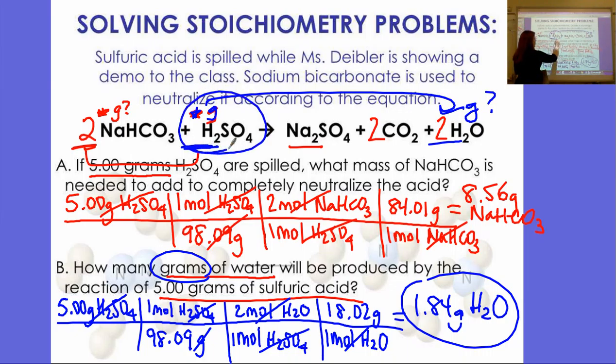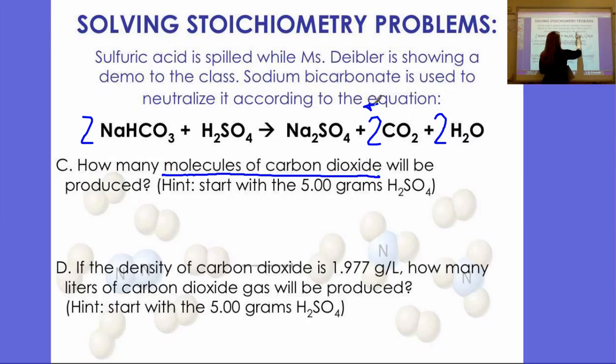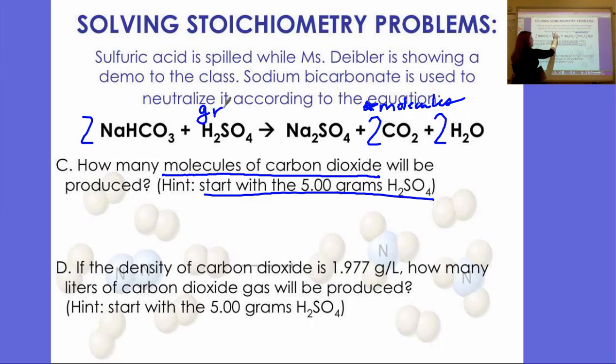You can go grams of, we started both with H2SO4. You can calculate to anything. The only thing that changes, maybe, is going to be your ratio and probably, or most definitely, your molar mass. 2 more parts, C and D, with our balanced equation. Now, it wants me to get to molecules of carbon dioxide. Molecules of carbon dioxide. Still starting with my 5 grams of H2SO4.